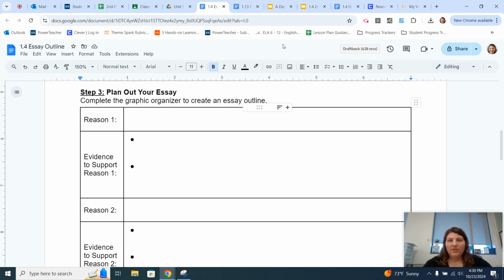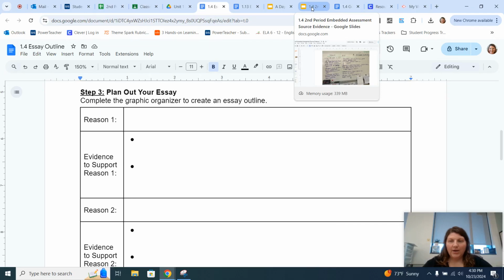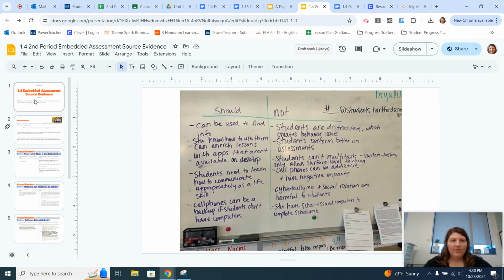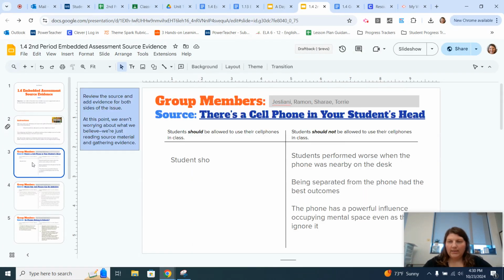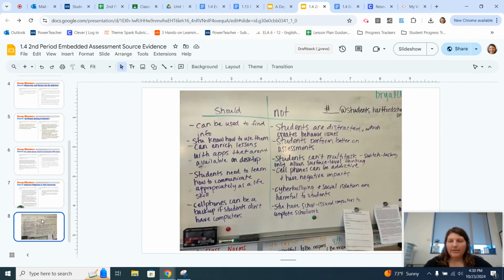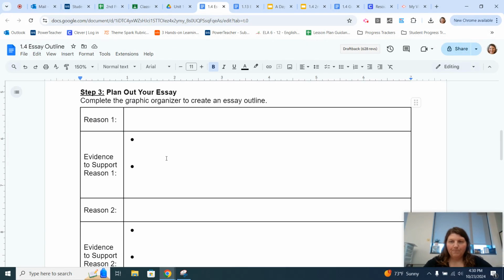We did all of this work yesterday or in the previous class on this assignment here to collect the evidence. So go back and take a look at this that's linked in Google Classroom, okay, to find the evidence for your reasons and put that evidence on your outline, okay?